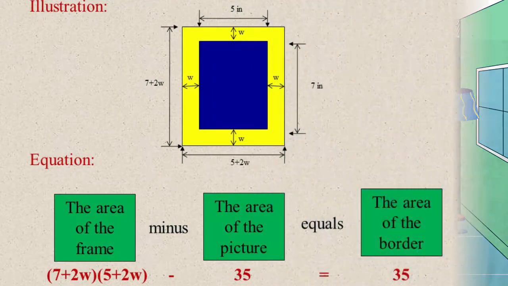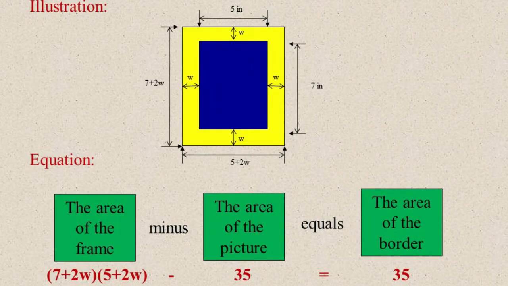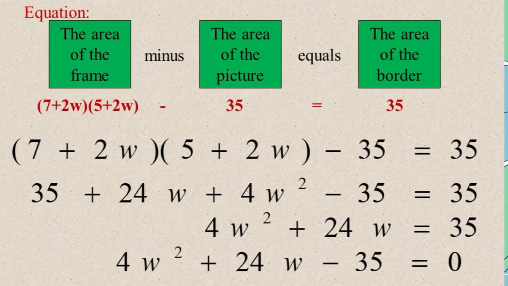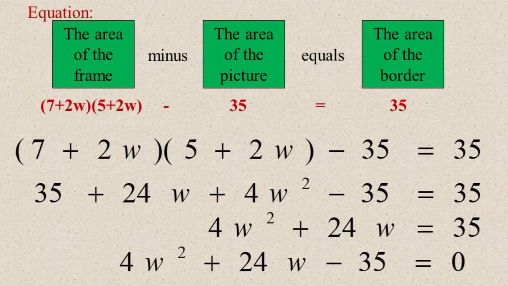To solve for the width of the border, we need the area of the frame, the area of the picture, and the area of the border. If we subtract the area of the picture from the area of the frame, that is the area of the border, right? The area of the frame is the product of 7 plus 2W and 5 plus 2W. The area of the picture is 35, and the area of the border is also 35.